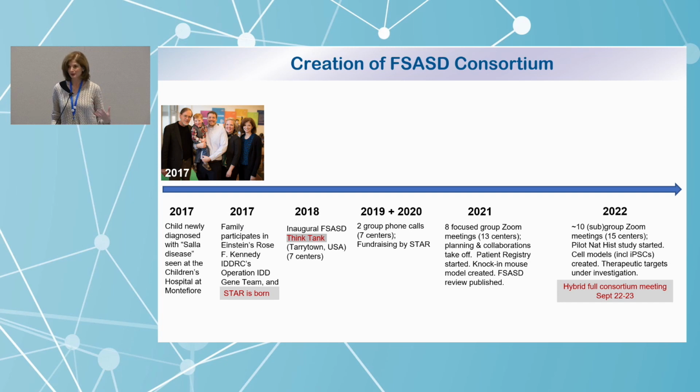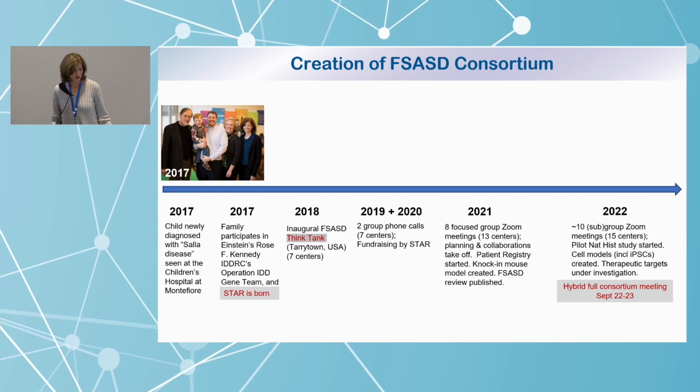There's been a lot of momentum in the field of FSASD over the past few years, and that's largely due to the creation of the FSASD Consortium. This began only 5 years ago, in 2017, when I saw a child in my clinic who was newly diagnosed with Salla disease through whole exome sequencing. Like most parents of children with ultra-rare diseases, they were desperate to find out more information about what to expect. And there was a really surprising lack of information available that we could share with them.